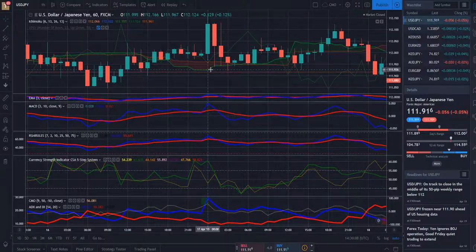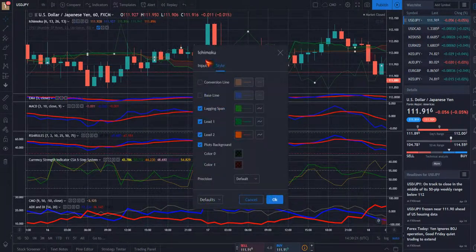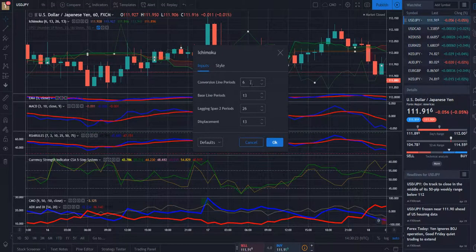And then also what I got going on is the Ichimoku cloud. So basically the cloud is meant to be kind of a one indicator style of trading. So I use these settings. This is from IML.